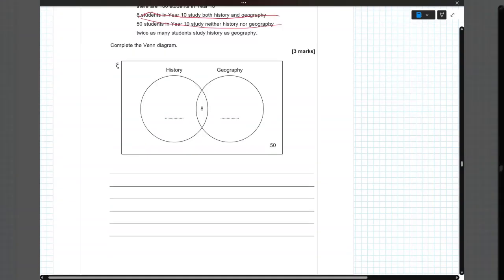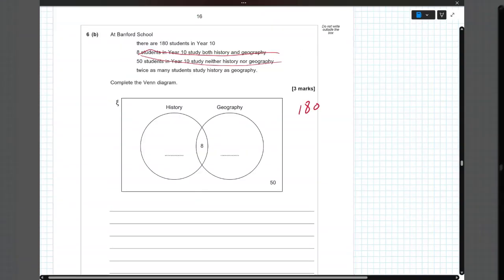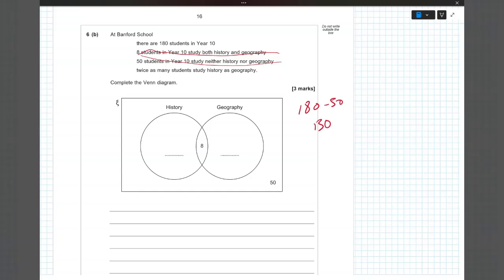Complete the Venn diagram. So, first thing we do is we do 180 take away 50, which gives us 130 pupils that are doing either history or doing geography. Now, we then have to add 8 because there's an overlap. So if we had 130 students and they got a coin if they studied history, 1 coin for studying geography, or 2 coins if they studied both, there will be 138 coins in circulation. That's the best way I think I can explain it.